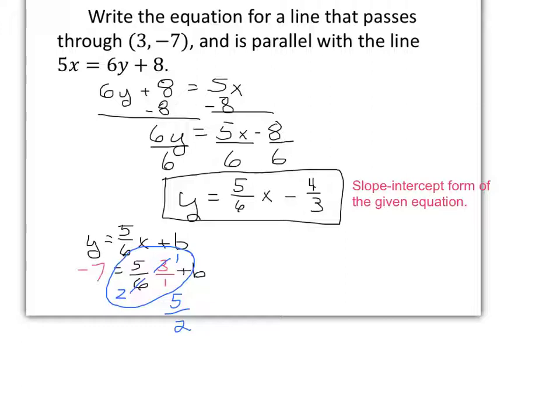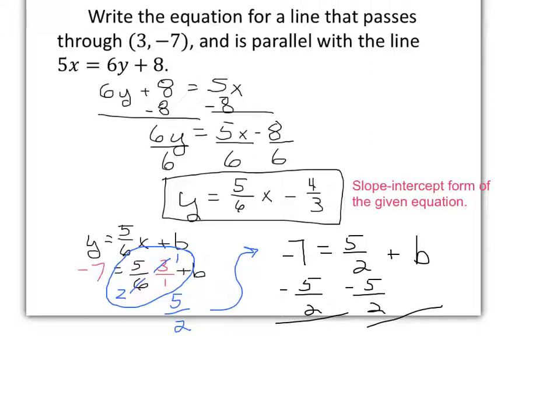So now I'm going to come over here and rewrite what we have. -7 equals 5 halves plus b. So now all I have to do is subtract 5 halves from both sides, and I'll get b by itself on one side. So I have negative 7, and I'm going to put it over 1 since we're dealing with fractions, minus 5 halves equals b.